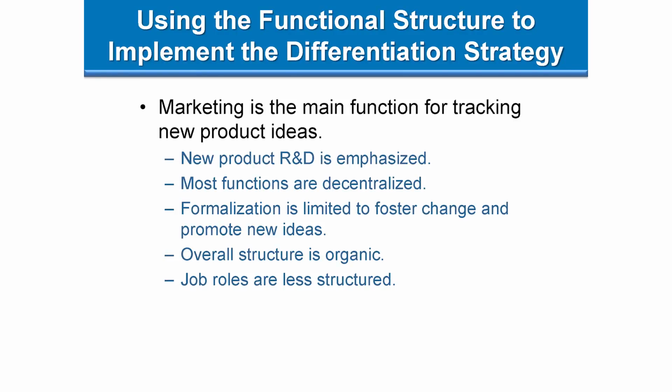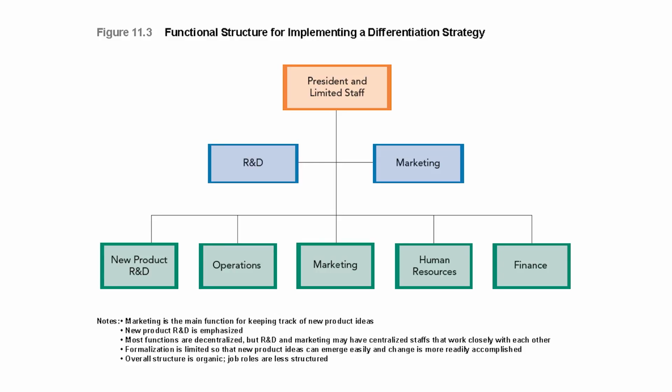A firm pursuing a differentiation strategy focuses mainly on marketing and R&D functions in its central unit. But most functions are decentralized, because the differentiation strategy intends to produce goods and services that customers perceive as being different. Since those functional units are decentralized, product ideas can emerge from those functional units. The figure also shows the structure.